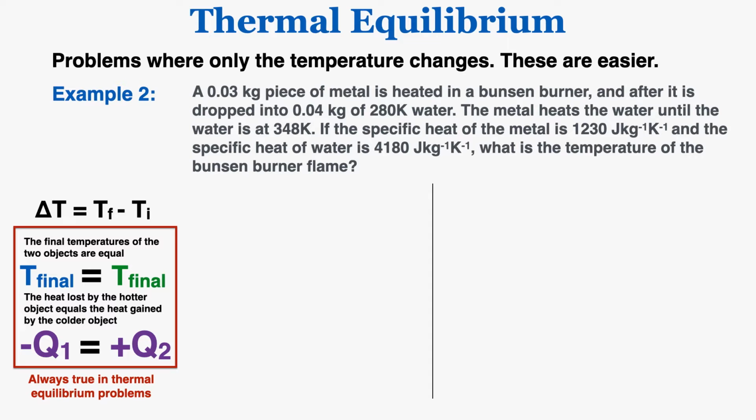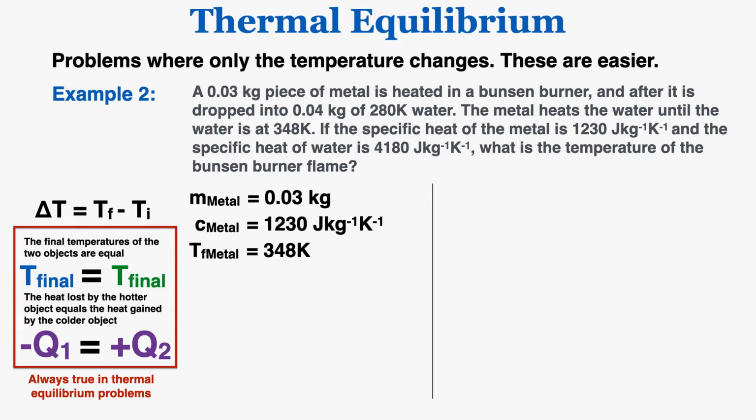I'll write down variables for the metal and for the water. So the metal has a mass of 0.3 kilograms, I have its specific heat, I have its final temperature, and I know that the final temperature of the metal is 348 Kelvin, because it's reaching thermal equilibrium with the water. That's when it stops heating the water. So by the rule of thermal equilibrium, if the metal stops heating the water at 348 Kelvin, the metal must also be at that same temperature for heat to stop flowing. So I know that the final temperature of the metal is 348 Kelvin.